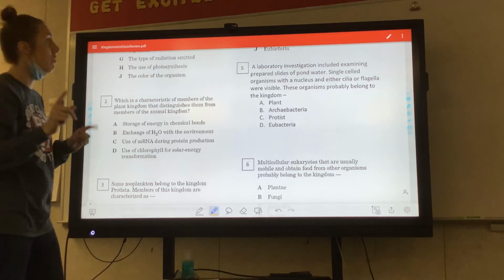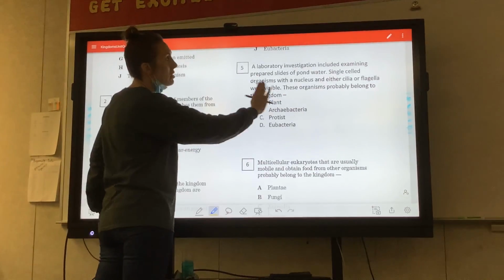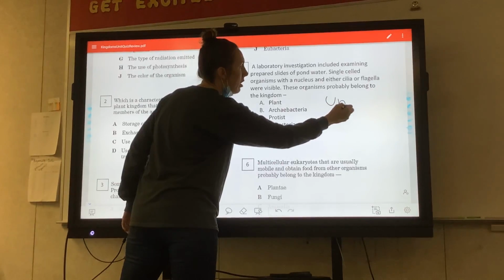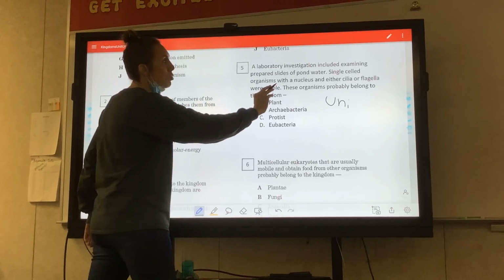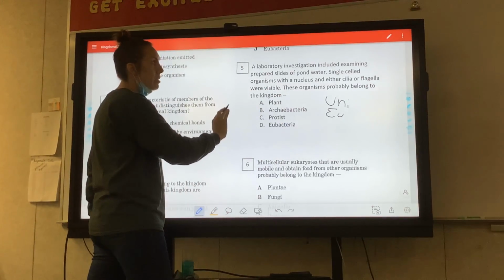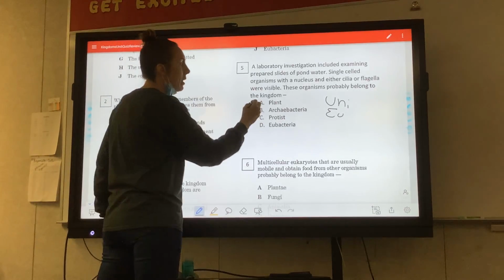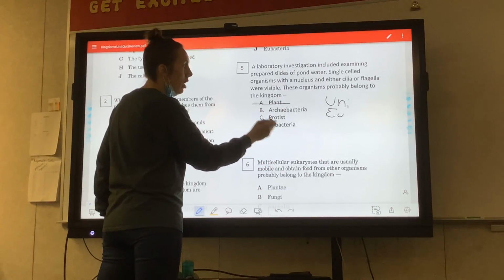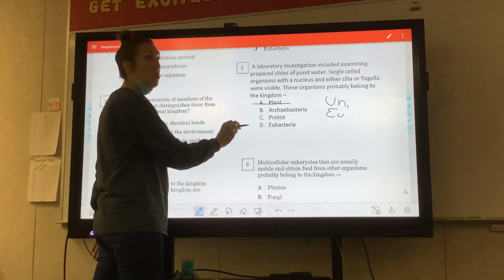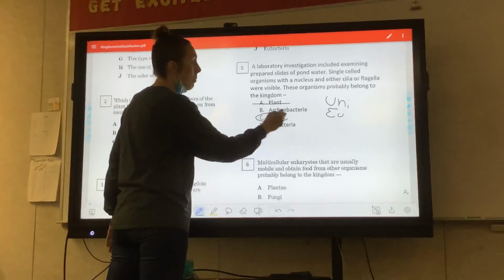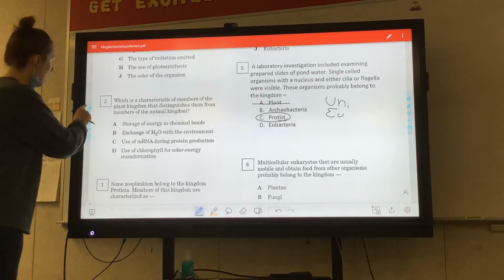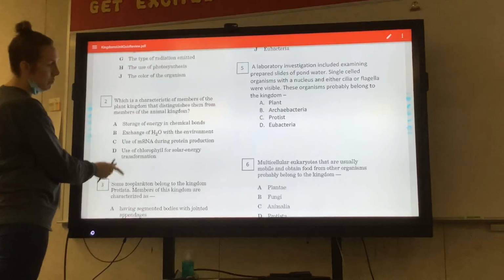Number 5. A laboratory investigation. This one was a little bit difficult for y'all. Examine prepared slides of pond water. Single cell, so right now it's unicellular. Organisms with a nucleus, eukaryote, are visible. These belong to... Okay, plants are multicellular. All three of these are unicellular, but only one of these is eukaryotic. Which one is that? Protist. Bacteria are prokaryotic.